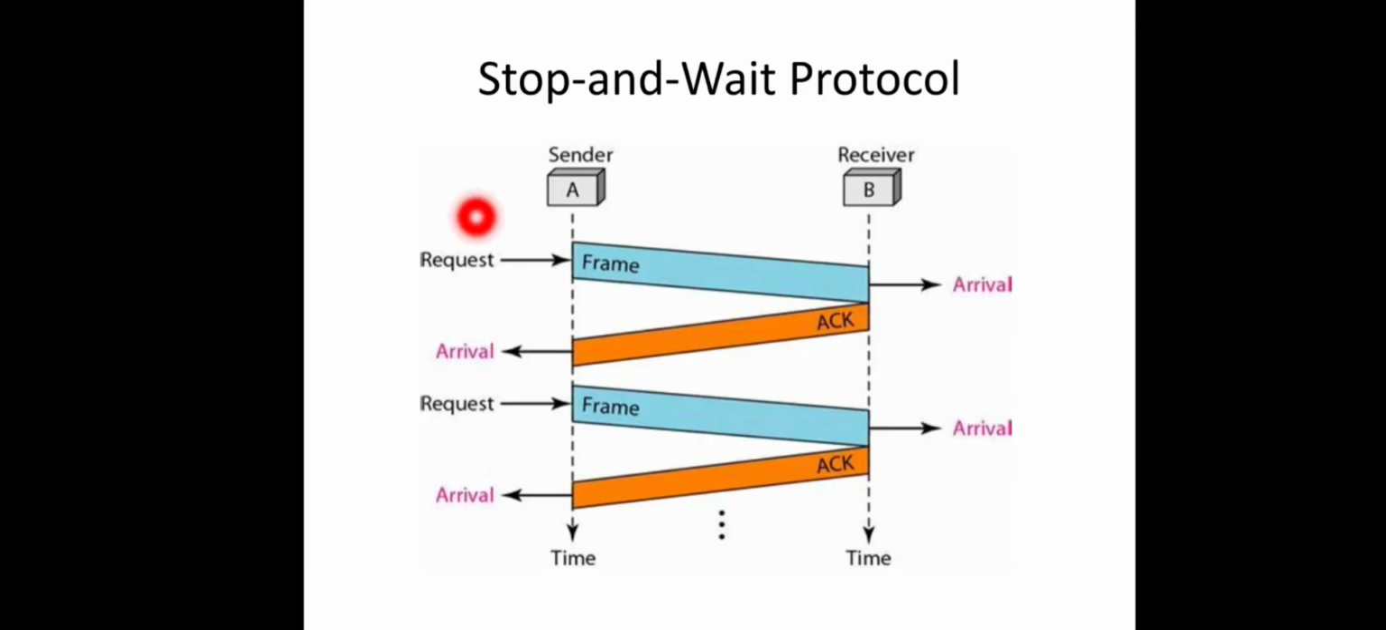So this is how the data flows. The sender first sends a frame, then upon receiving this frame, the receiver will send back an acknowledgement. Upon arrival of this acknowledgement, the sender can send the next data packet. This is how the stop and wait protocol proceeds.